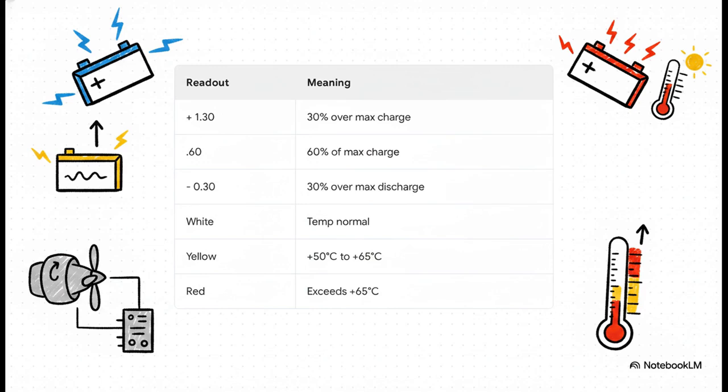The exact plus or minus decimal readout explicitly tells you the percentage of battery overcharge or discharge. So a positive 1.30, that means an overcharge at 30% over the maximum rate. A plain 0.60 means charging at 60%, and a negative 0.30 indicates discharging at 30% over the maximum rate. Now pay close attention to the safety cues through the color coding. White digits mean you're normal, yellow means the temperature is climbing between positive 50 and 65 degrees Celsius, and red digits warn you it has critically exceeded 65 degrees.